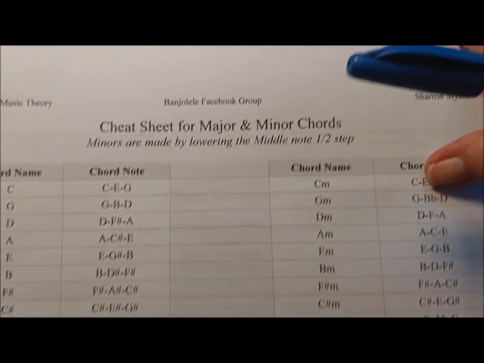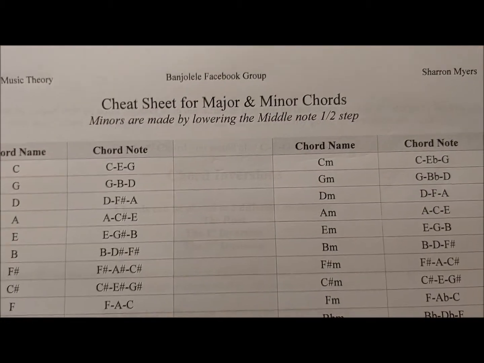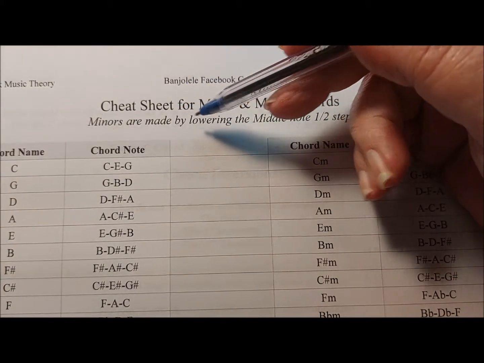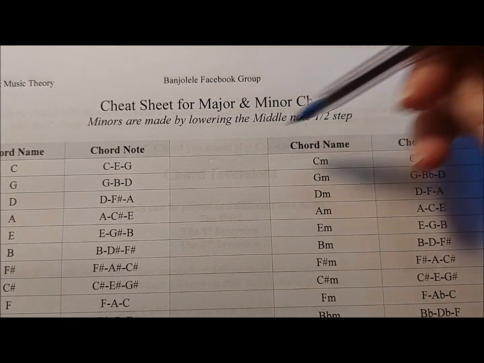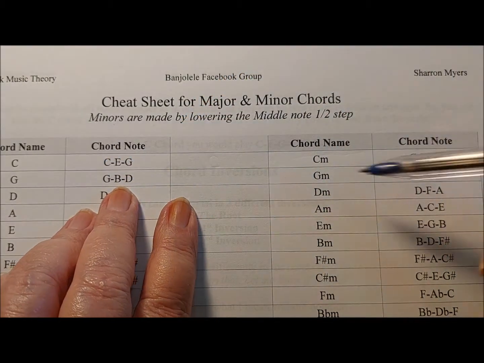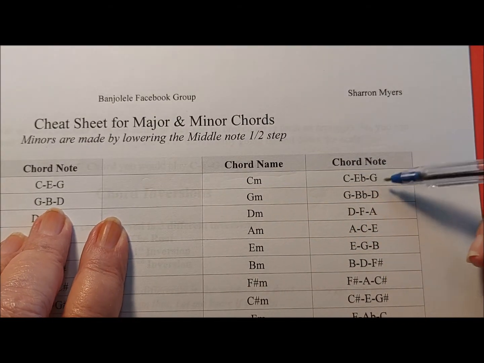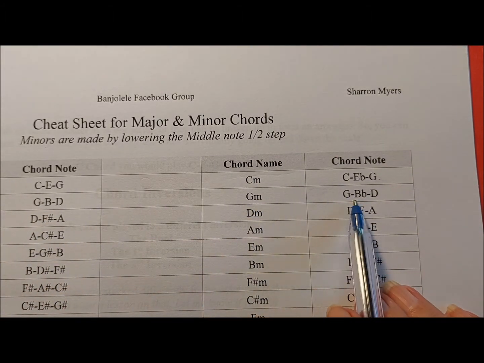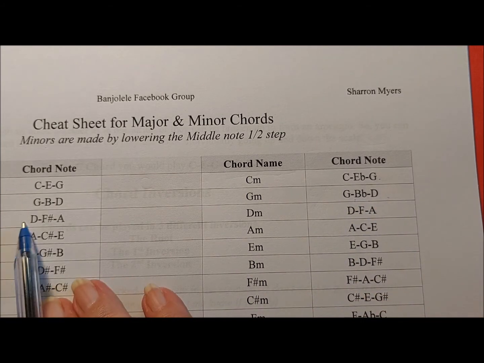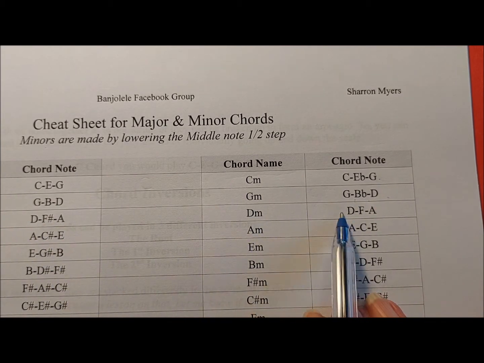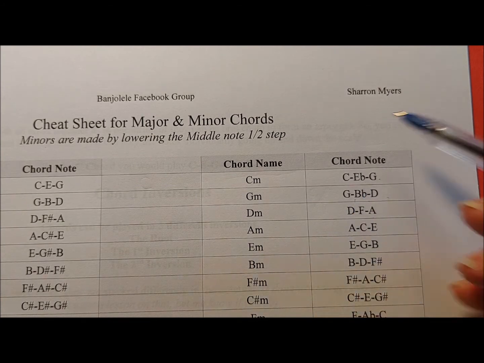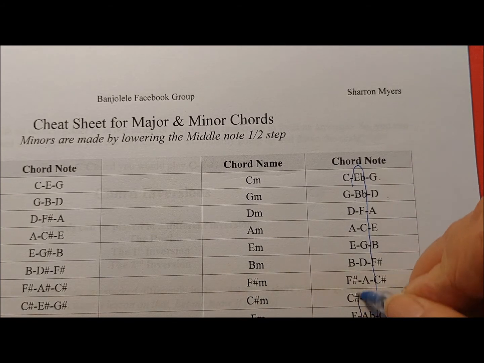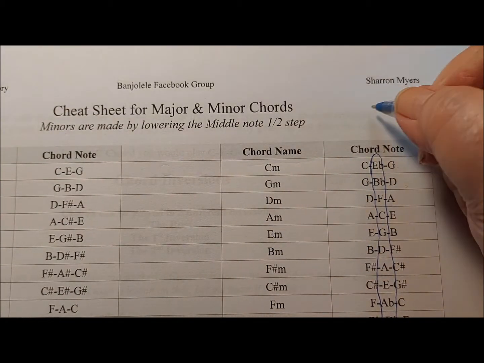Okay, here's another cheat sheet for minor and major chords. I already said minors are made by lowering the middle note half a step. So your C major chord is C, E, G, but your C minor chord is C, E flat, G. Your G major chord is G, B, D. Your G minor chord is G, B flat, D. D is D, F sharp, A. D minor is D, F, A, because it's always the middle notes that go down half a step.